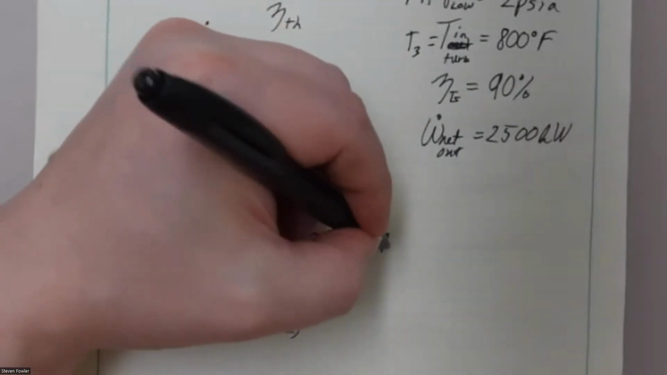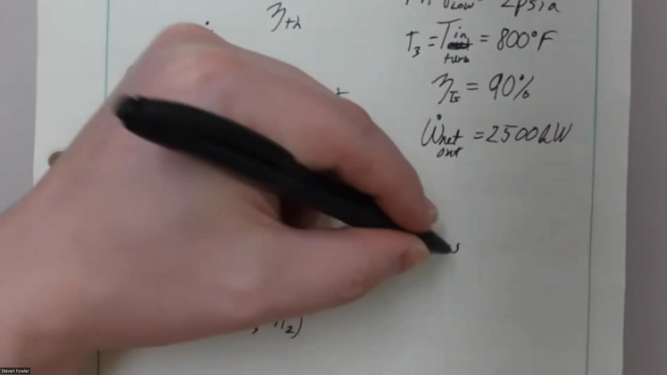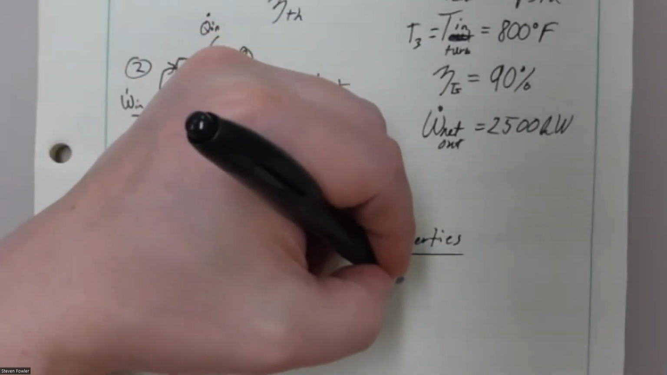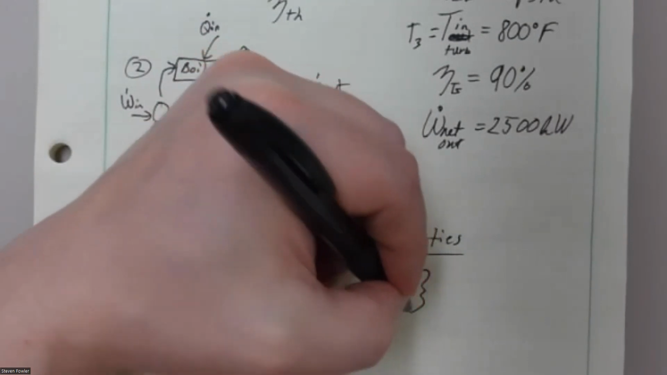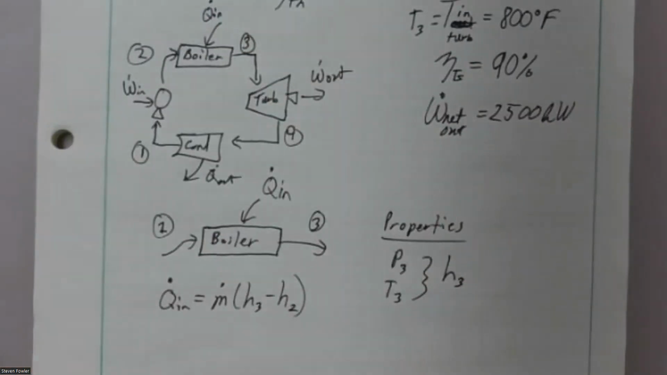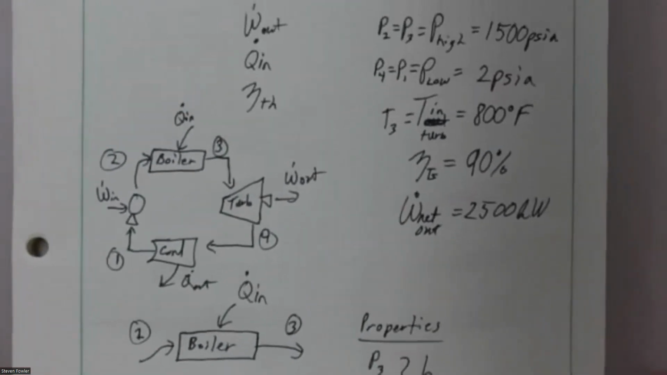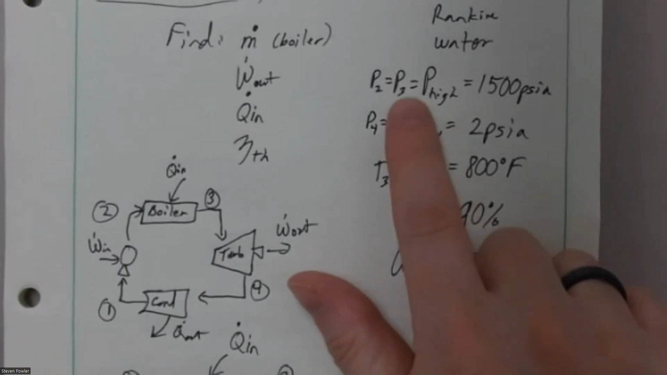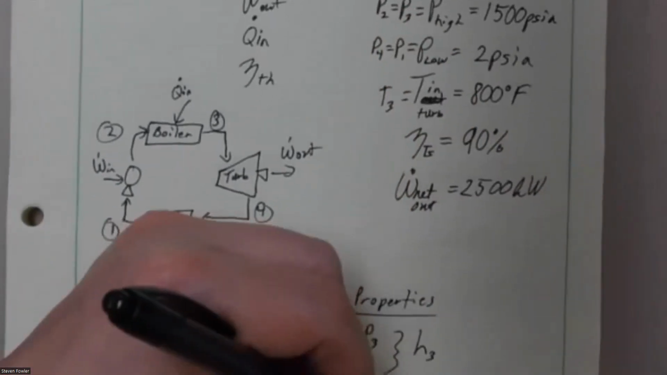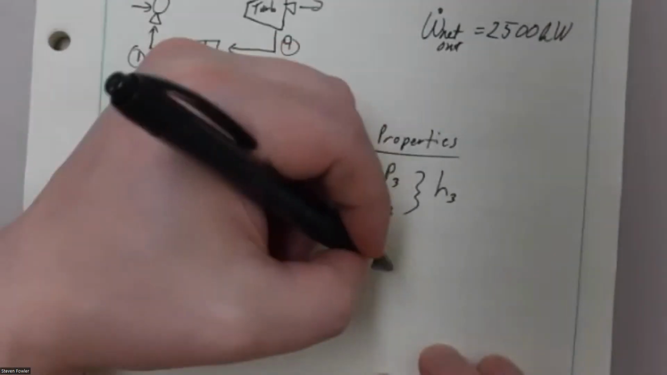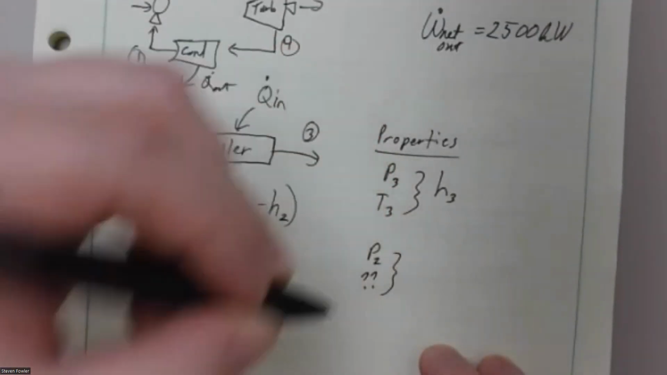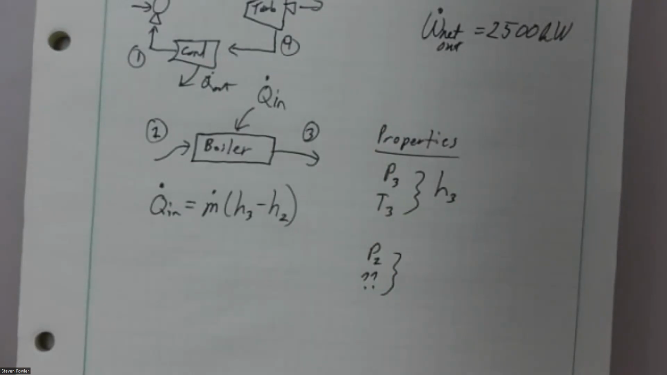So if we look at properties here, I know both P3 and T3. That would be enough to give me H3. H3 is known. Okay. If I look at state 2, well, I know P2. But I don't know a second property yet. So I'm going to have to come back to this one. Right now, I've got one equation, 3 unknowns.